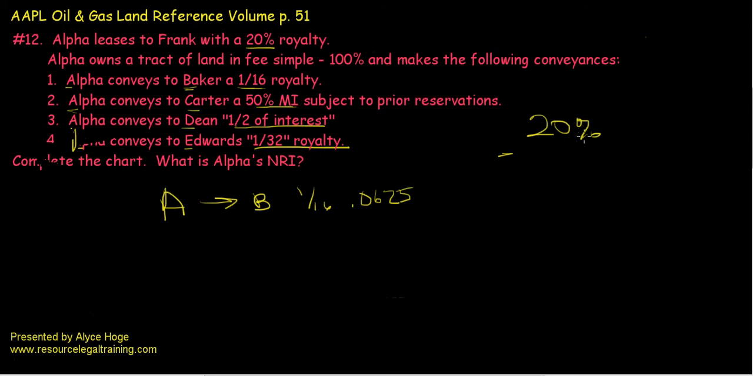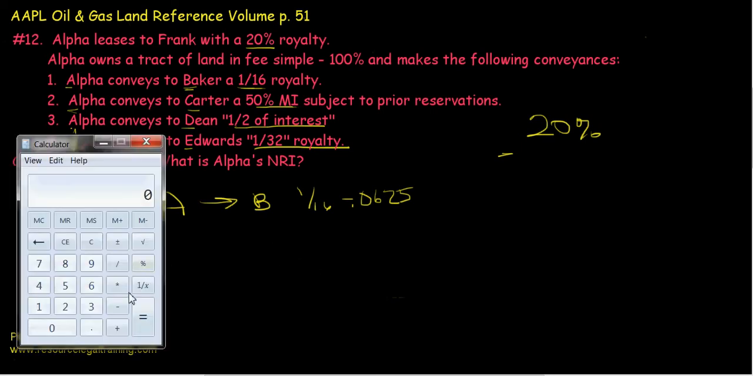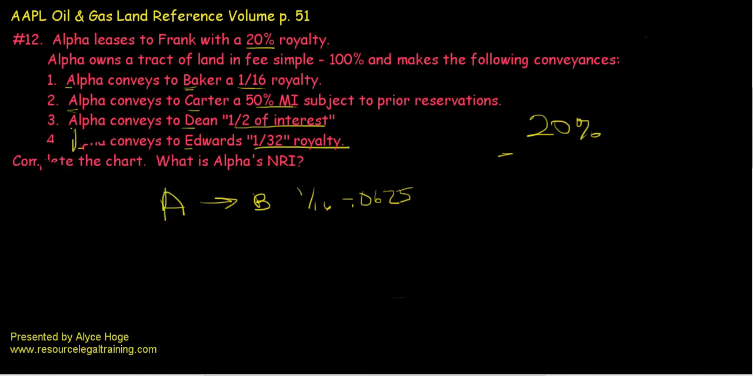And from the 20%, we're going to deduct this 0.0625. So let's go 0.20 minus 0.0625, which leaves A with a 0.1375 revenue interest, net royalty interest. So her current interest is now 0.1375.